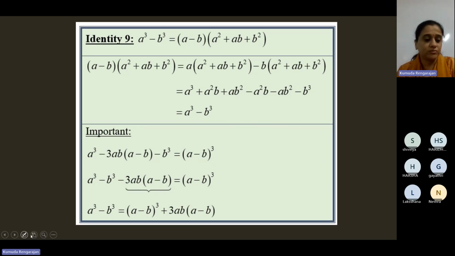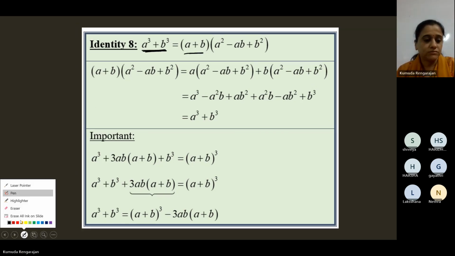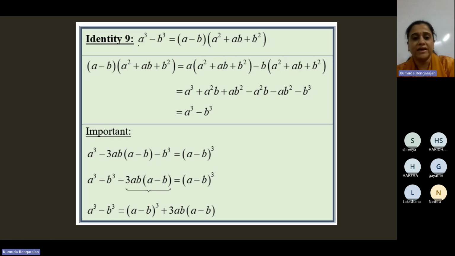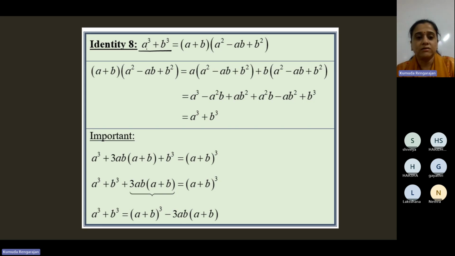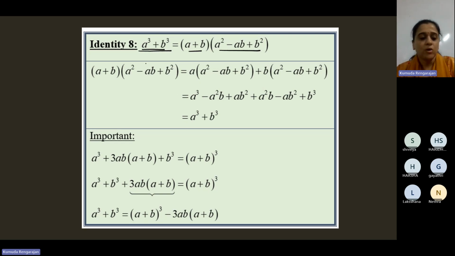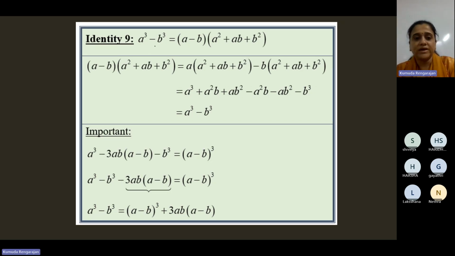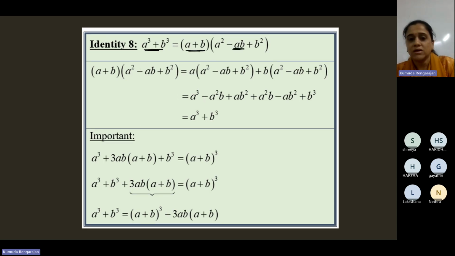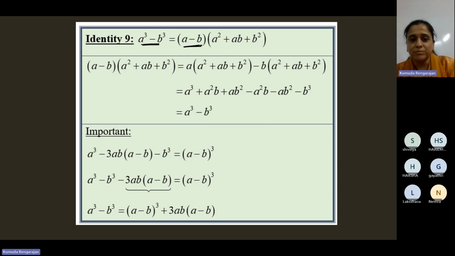I'll show you the next one also. This is a cube plus b cube. Next slide, a cube minus b cube. In a cube plus b cube, it is a plus b, a squared minus ab plus b squared. Here it is a minus b, a squared plus ab plus b squared. See, it's easy to remember. When it is a cube plus b cube, the first bracket will be a plus b. When it's a cube minus b cube, the first bracket is a minus b. When you start with a plus b, the middle term will be negative. When you start with a minus b, the middle term will be positive.